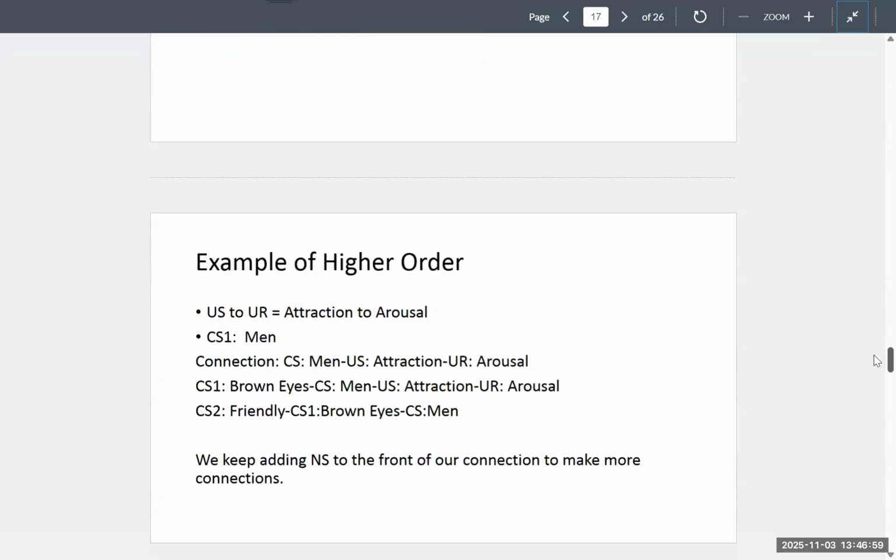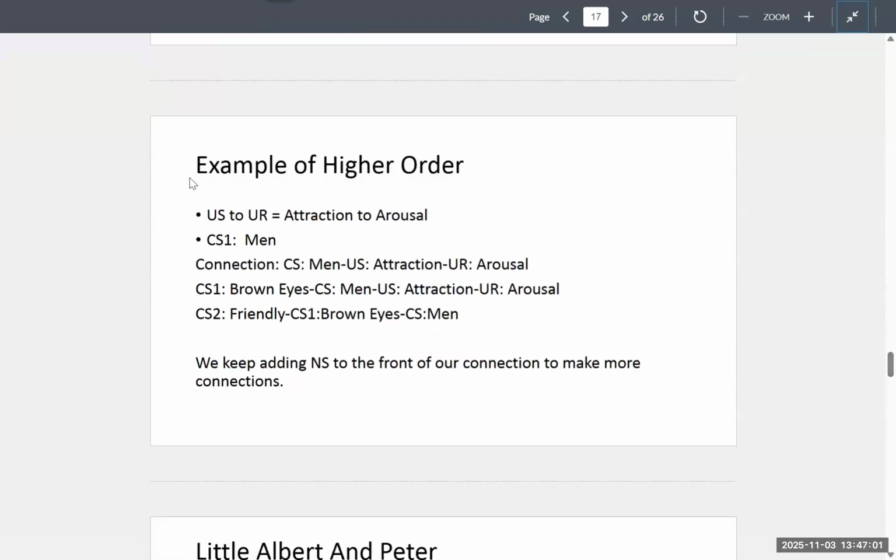So, an example of higher order conditioning is when you have that attraction to arousal that we talked about with Donna and Jack. With the attraction to arousal, that's your US to UR. You add first to it something like men, that you're attracted to men. So, men become the first CR. You pair men to attractive to arousal enough times, and then a man becomes attractive and aroused, and a man creates arousal.